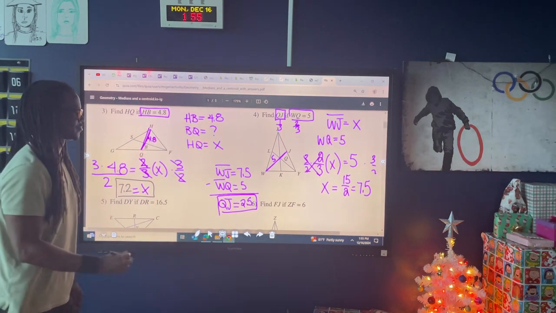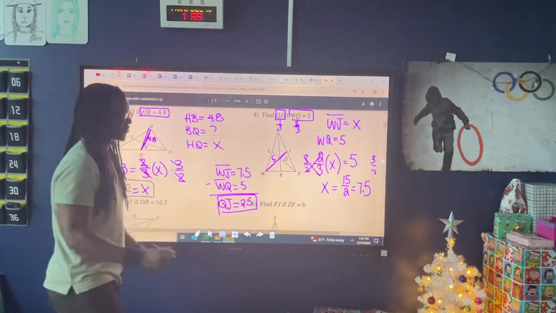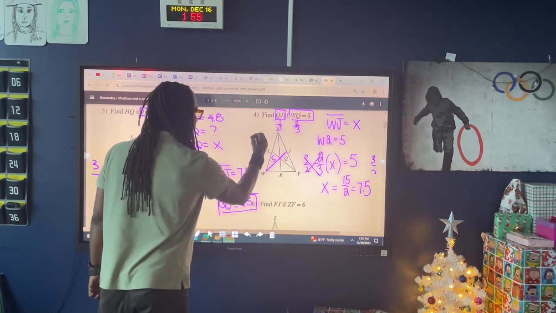Isn't QJ 1/3 of this? So why are we doing 2/3? I don't understand that. I thought QJ is 1/3. No, I don't understand. It doesn't explain it.